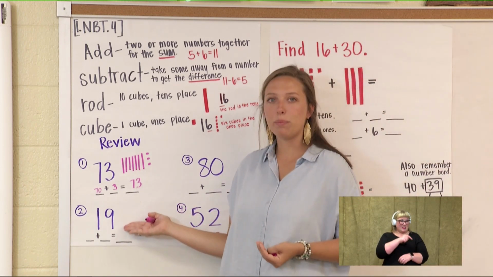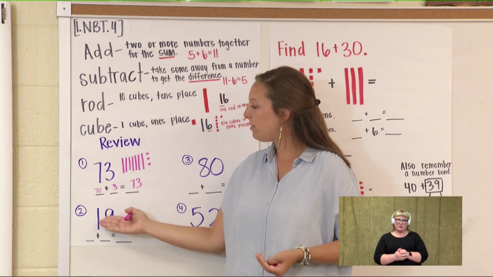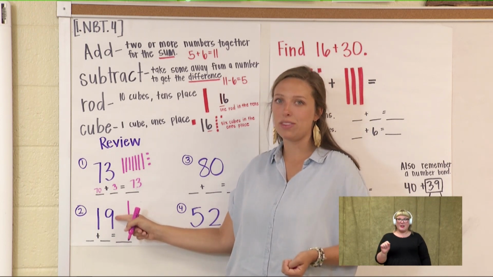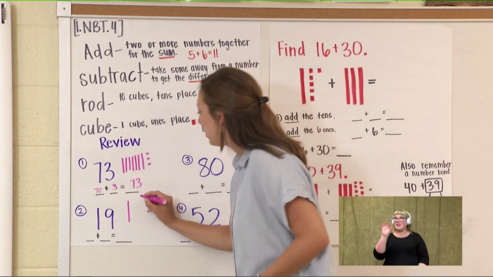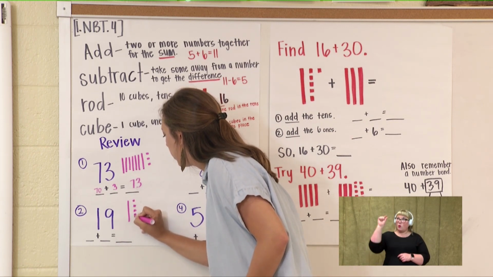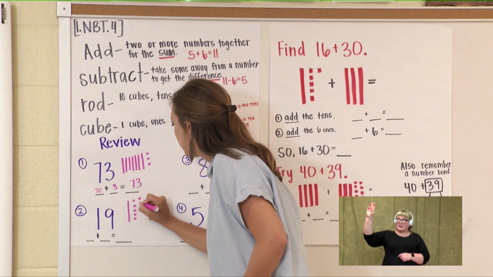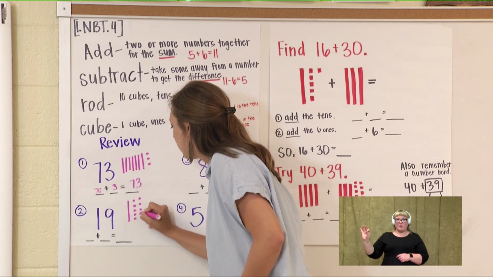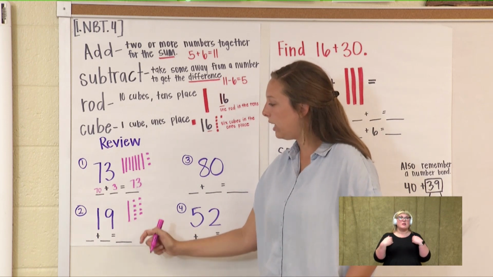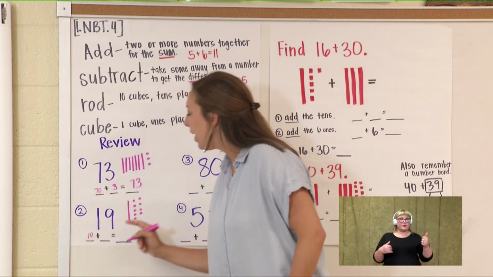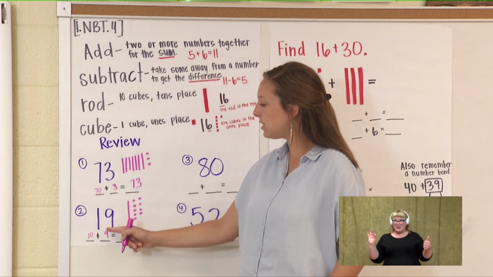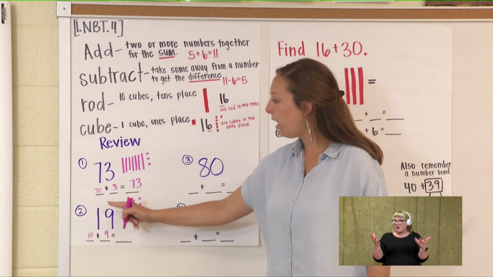Let's look at this one. Number 19. I have a 1 in the tens place, so that's 1 rod, and a 9 in the ones place. So that's 9 cubes. 1, 2, 3, 4, 5, 6, 7, 8, 9. So on our equation, we will have 10 for the 1 rod and 9 for the 9 cubes. 10 plus 9 gives us the sum of 19.